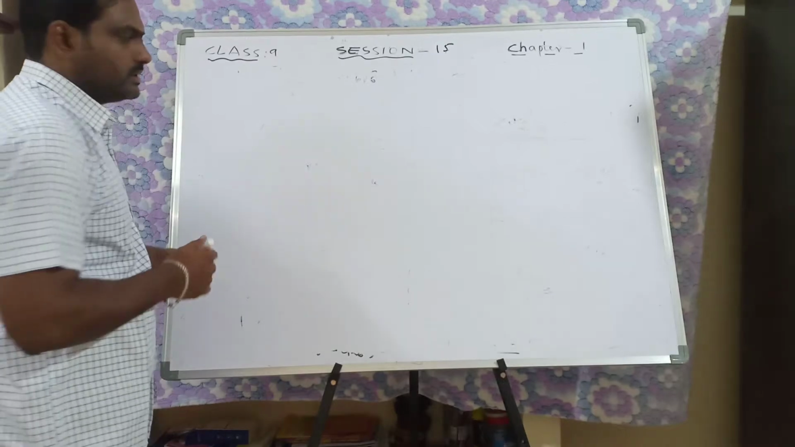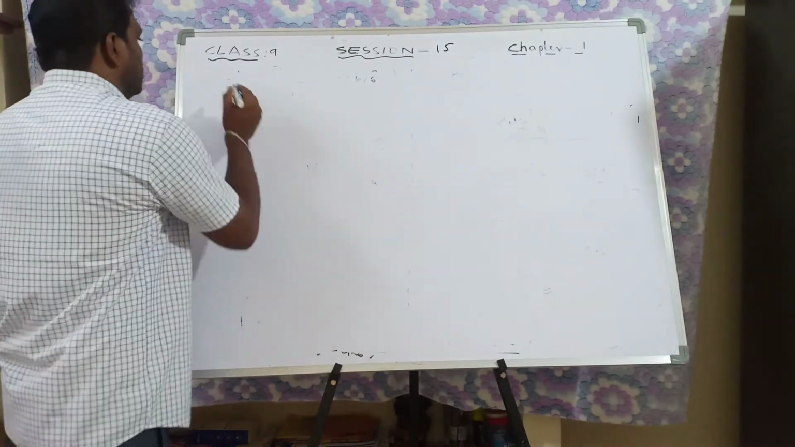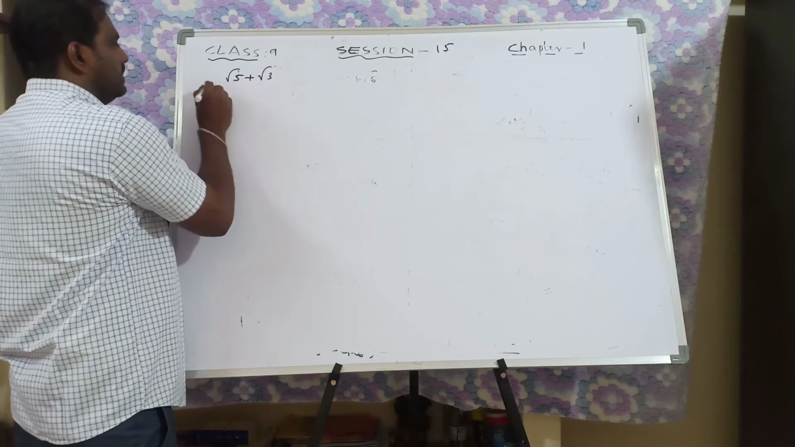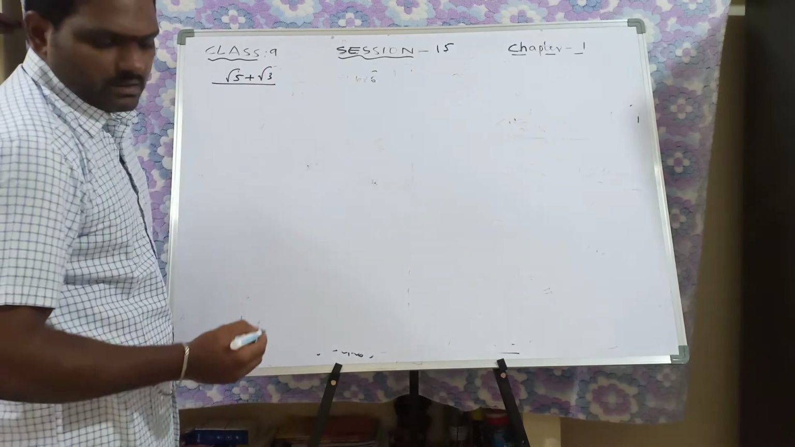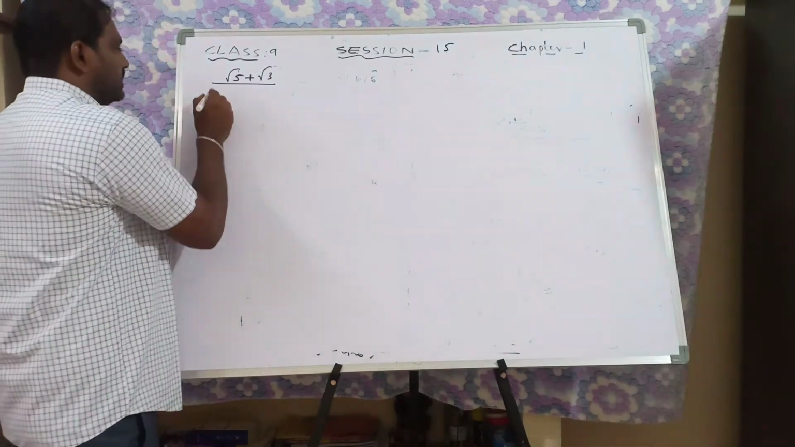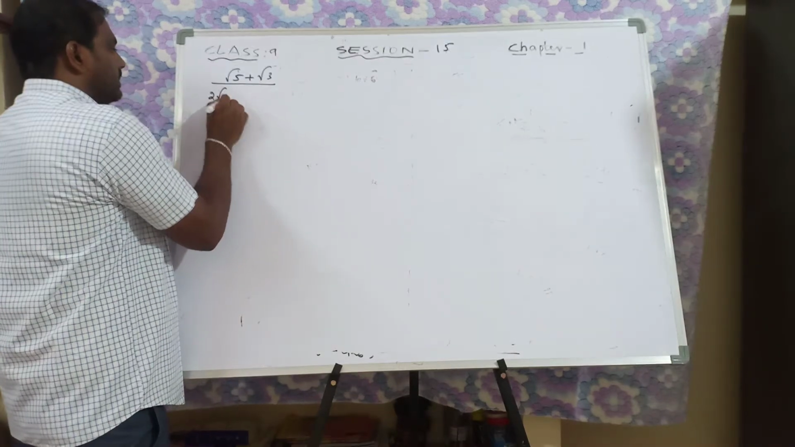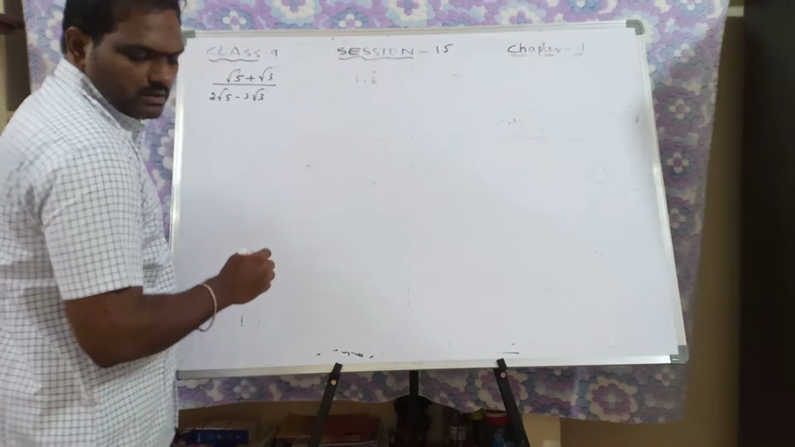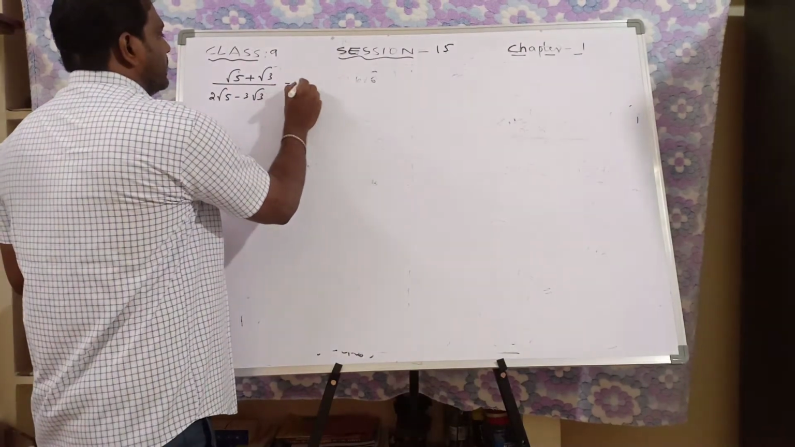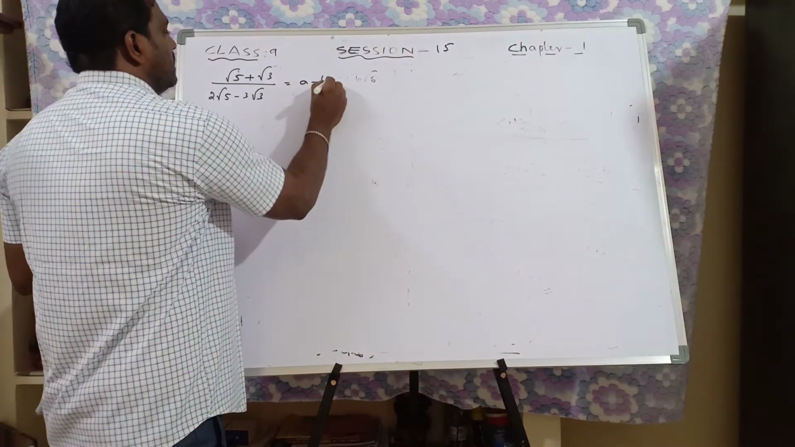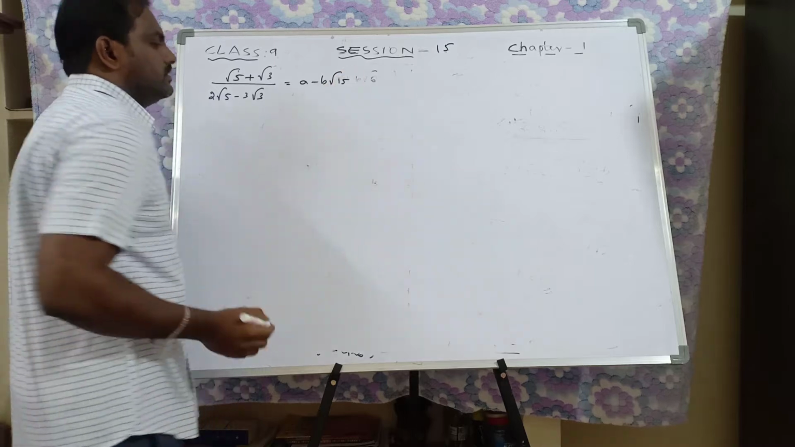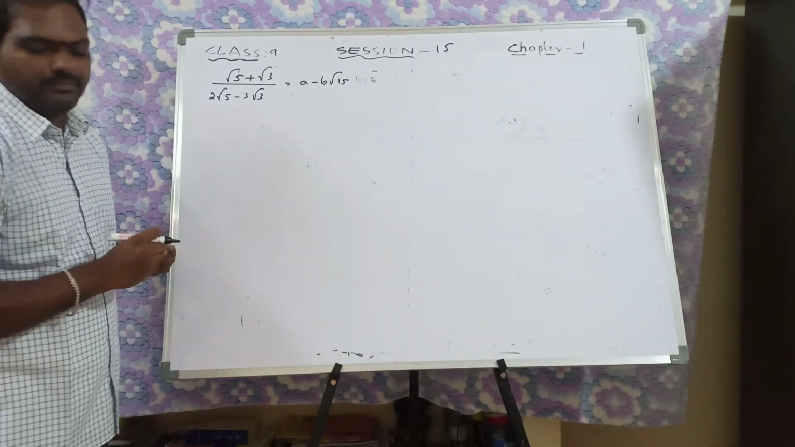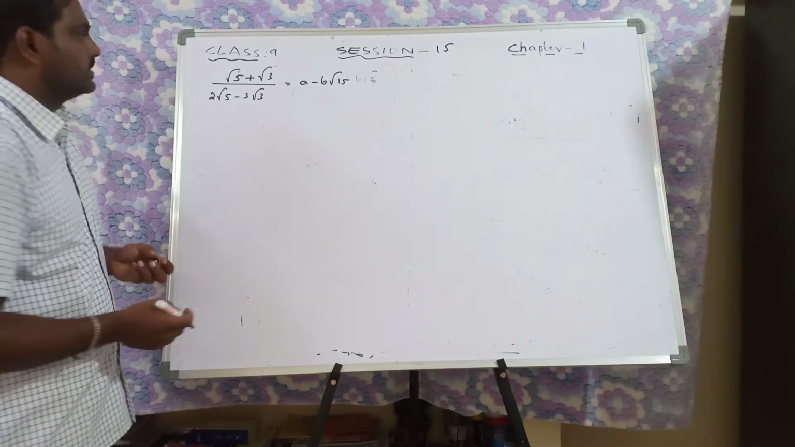Root 5 plus root 3 by 2 root 5 minus 3 root 3 is equal to a minus b root 15. A minus b root 15. So we have to proceed in the same method that we have done in the previous questions.